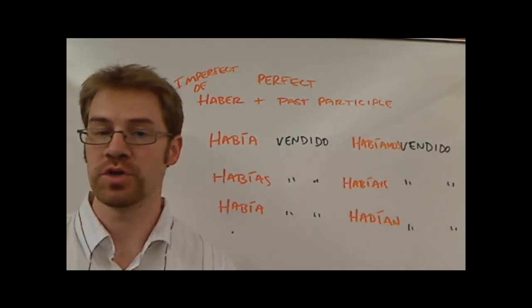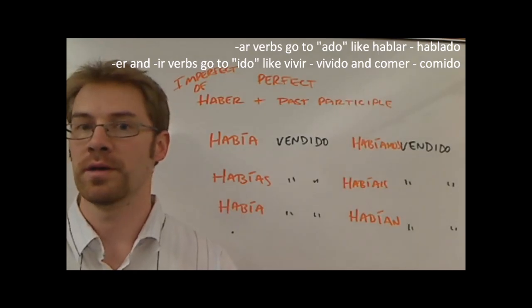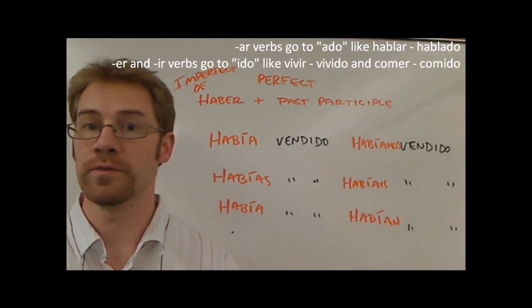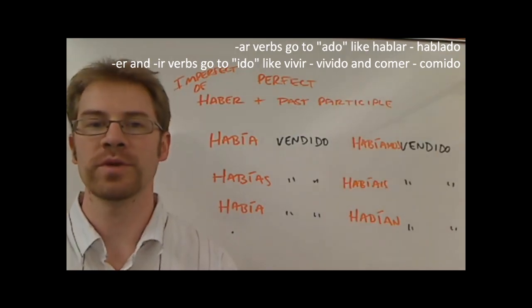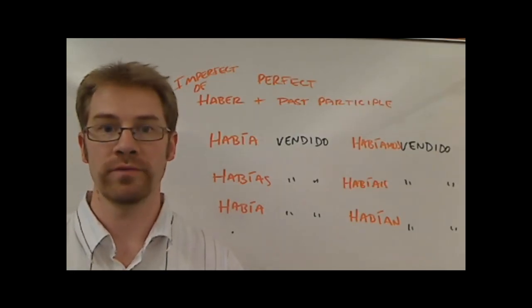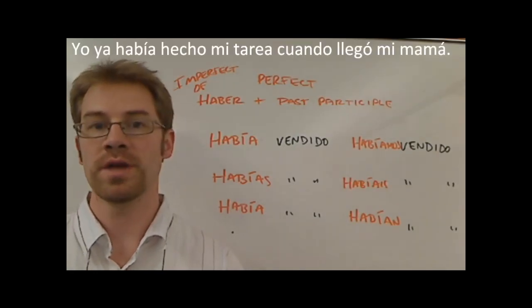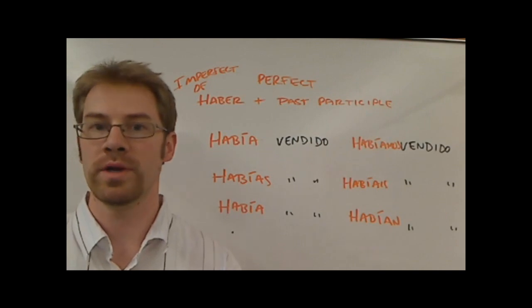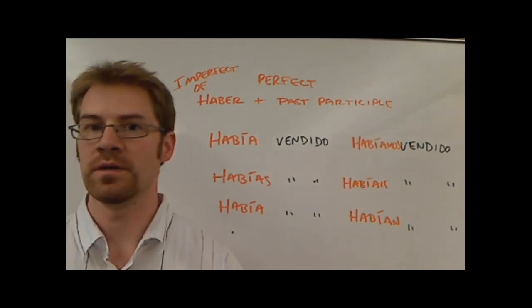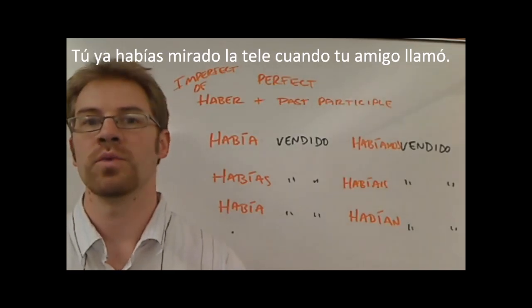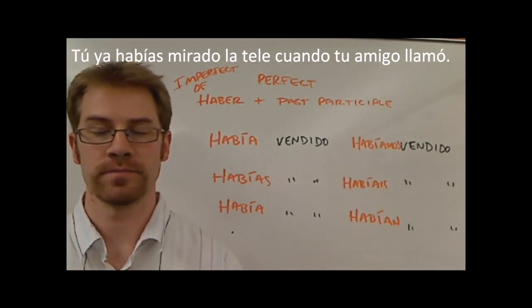So AR verbs go to the ado, like hablado, tocado. ER and IR verbs go to the ido endings, like comido or vivido. So for example, if I wanted to say, I had already done my homework when mom arrived, I could say, yo ya había hecho mi tarea cuando llegó mi mamá. Or maybe you had already watched TV when your friend called. Tú ya habías mirado la televisión cuando el amigo llamó.